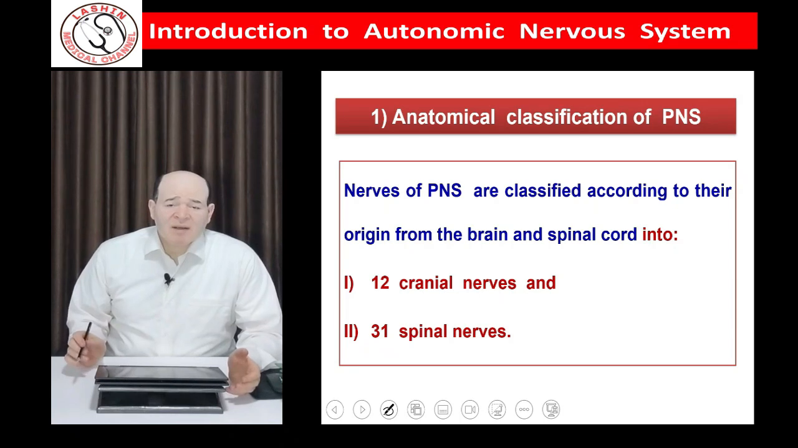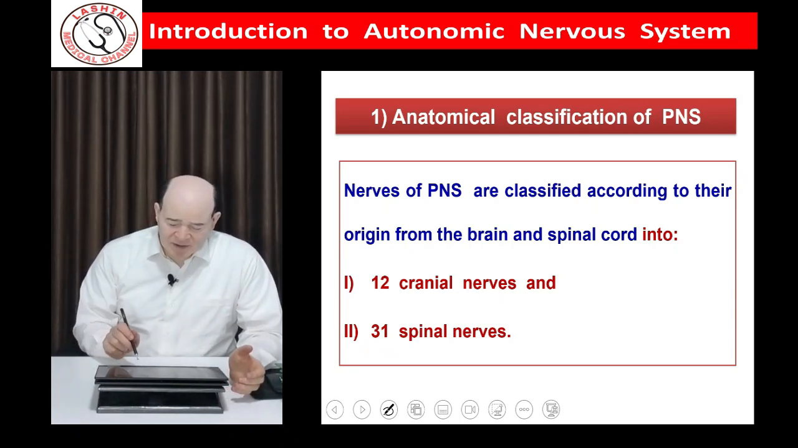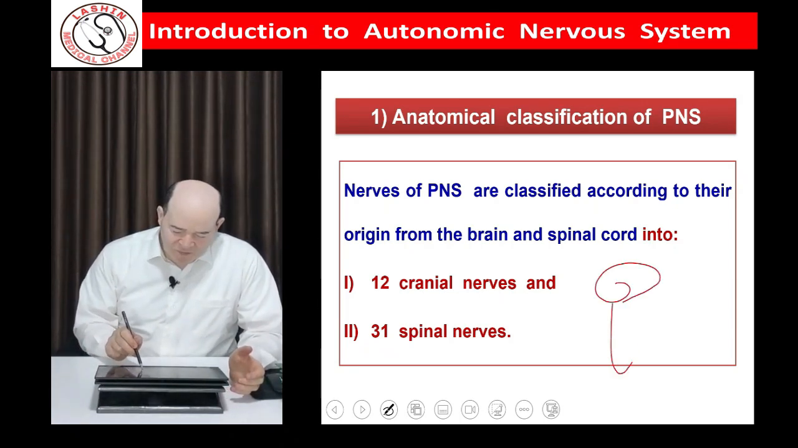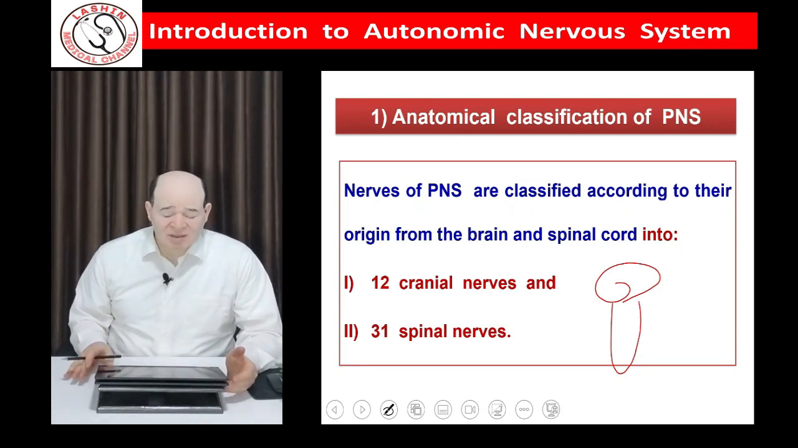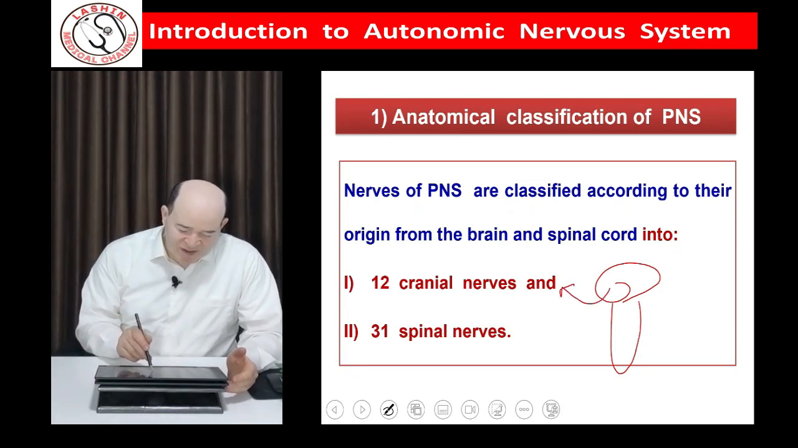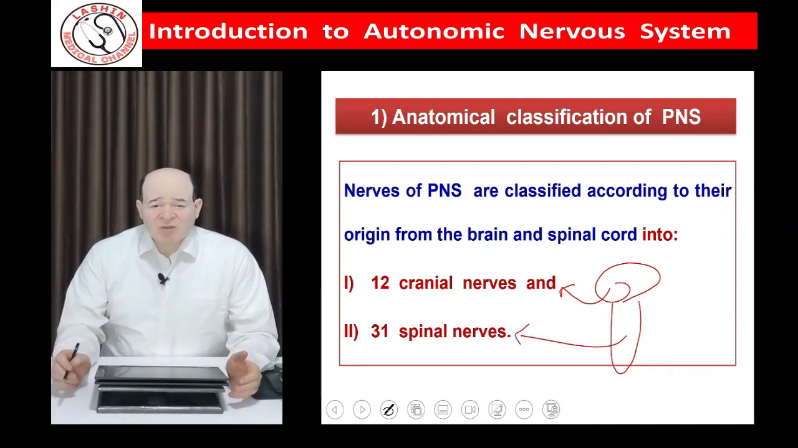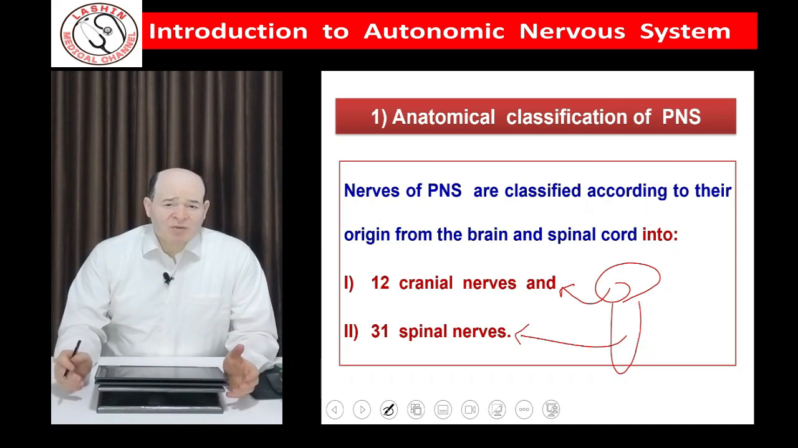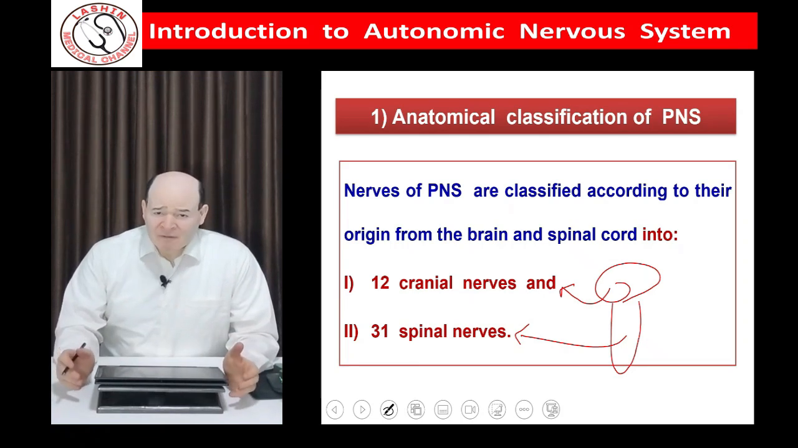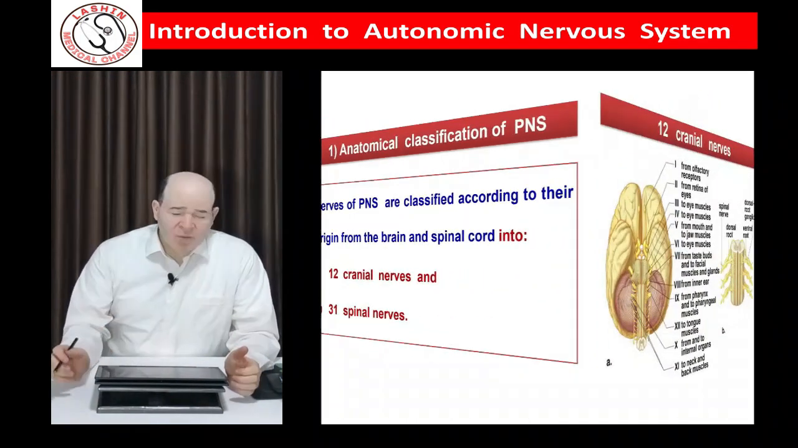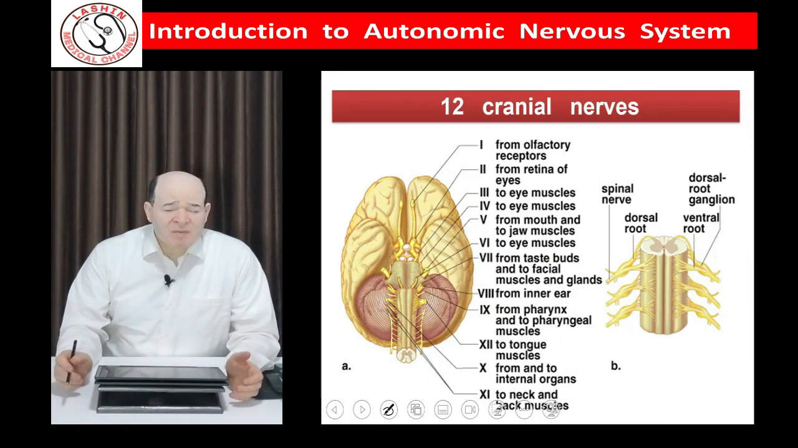First, regarding the concept of anatomical division, it simply classifies nerves according to their origin. If they originate from the brain, they are called cranial nerves. If they arise from the spinal cord, they are spinal nerves. This classification is so simple that it is the most widely used in clinical practice, dividing the peripheral nerves into either cranial or spinal. We have 12 pairs of cranial nerves and 31 pairs of spinal nerves.